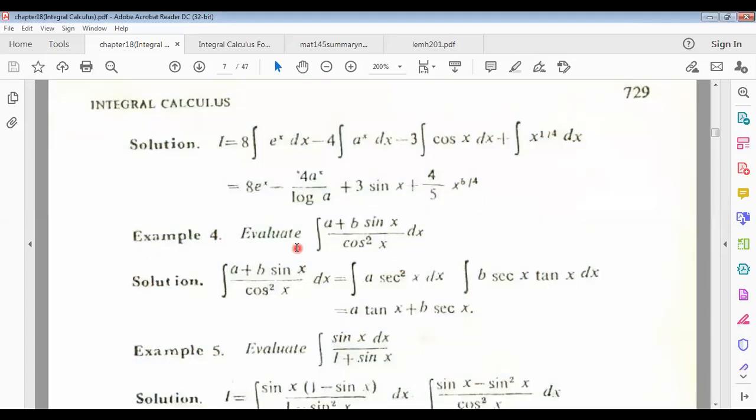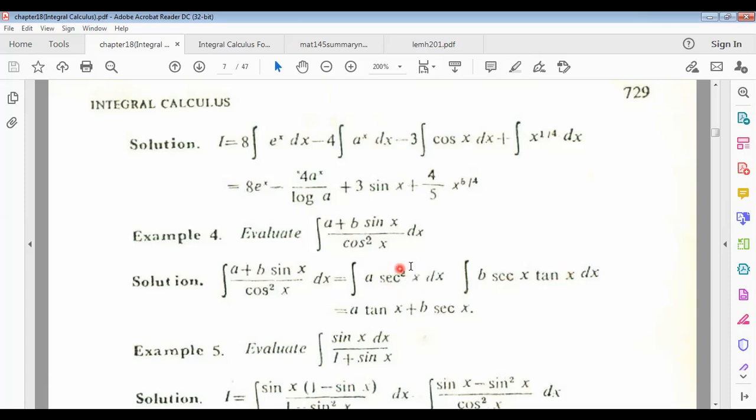Now another example 4, evaluate a plus b sin x divided by cos square x. We can separate this: a divided by cos square x plus b sin x divided by cos square x. Okay. A divided by cos square x means what? 1 by cos square means sec square. Now sin x by cos square x means what? Sin x by cos x into 1 by cos x. 1 by cos x means sec x. Sin x by cos x means tan x. So we can write the second term as sec x tan x.